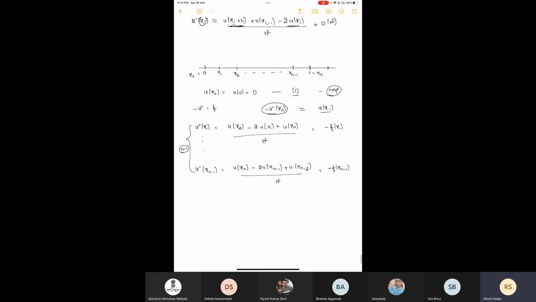What are our degrees of freedom? We want to know u of x naught, u of x1, and up to u of xn, that is n plus 1 points. But till now we have only n points. Okay. So what should we do?